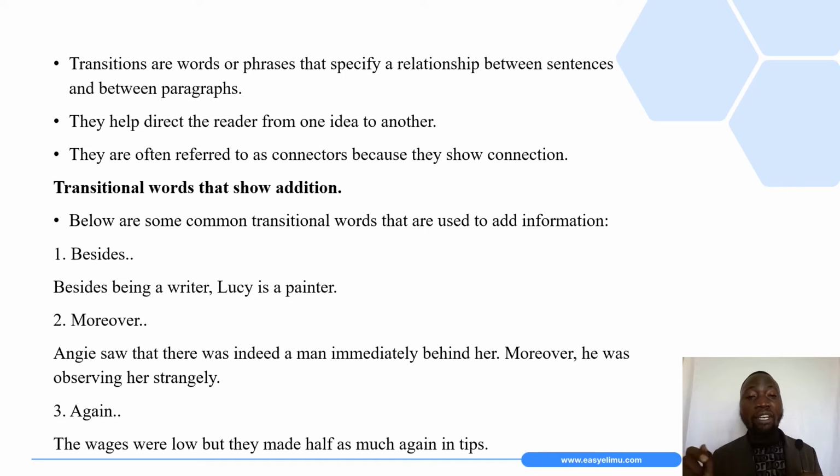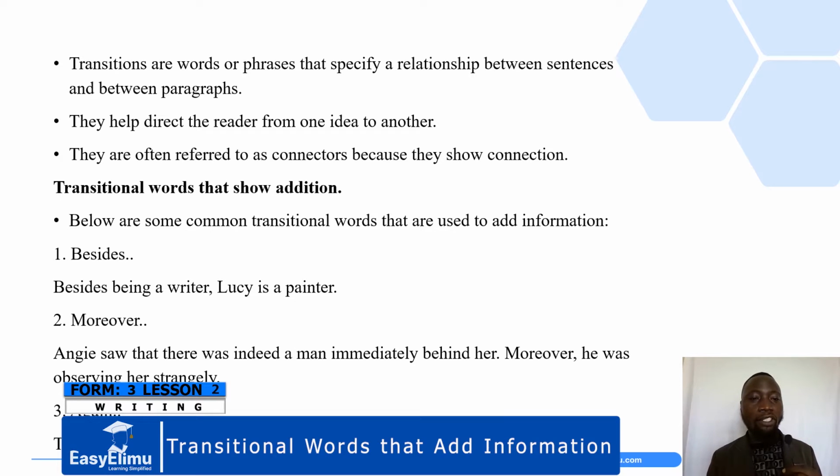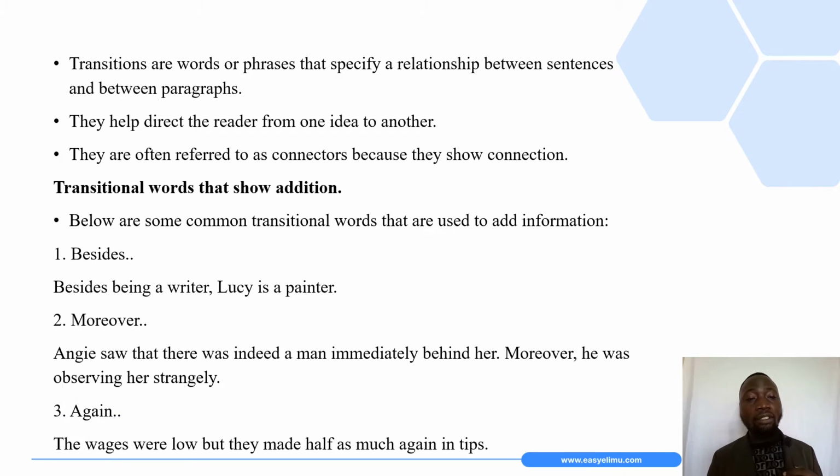Then there is the word phrase or phrases that has been used in defining transition. So when we talk about a phrase or phrases, these are a group of words within a sentence that help make the sentence complete. Or we can talk about a unit of words within a sentence or within paragraphs. So that is what a phrase is in simple terms. Now back to the transitions, which is the main thing in the lesson. So just like I was saying, these transitions help direct the reader from one idea to another.